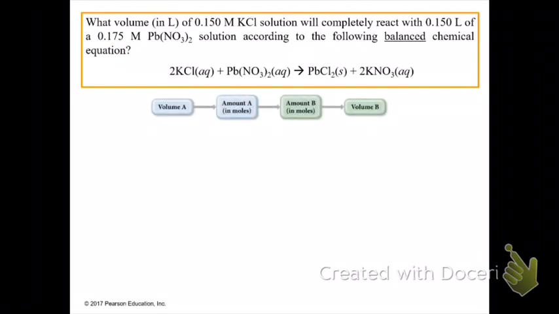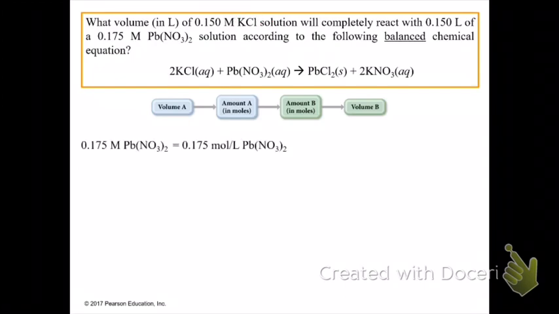So here's a diagram that basically shows you how you would approach a problem like this. The first thing you want to do is determine the volume of A, and then convert the volume of A to the moles of A. From moles of A, you can determine the moles of B based on the balanced chemical reaction equation and mole ratio. And once you've found the moles of B, you can determine the volume of B using the information that you know about molarity. So you're given the volume of lead nitrate, and you know its concentration, so you can determine the moles of lead nitrate. Then you can use the mole ratio between lead nitrate and KCl to determine the moles of KCl, and then from moles of KCl to volume of KCl using the concentration of KCl.